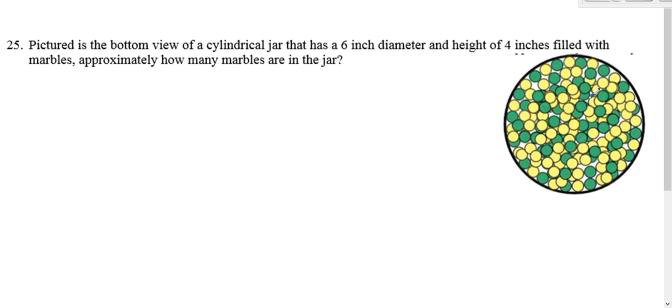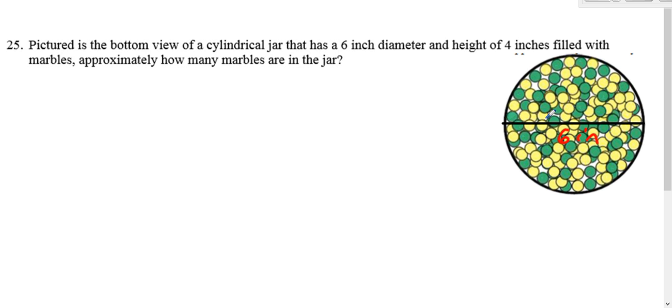So here we're looking at the bottom of a jar. It's got a bunch of marbles in it. We're going to try to take the diameter, which we know is 6 inches across. But we want to know how many marbles fit across that, so we can figure out the diameter or the radius of a marble, approximately. So count out how many marbles.